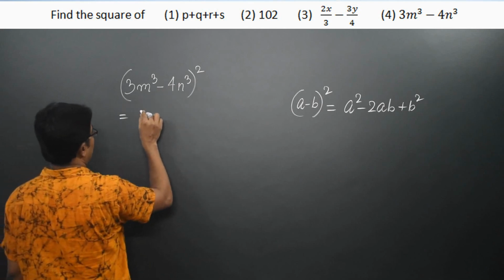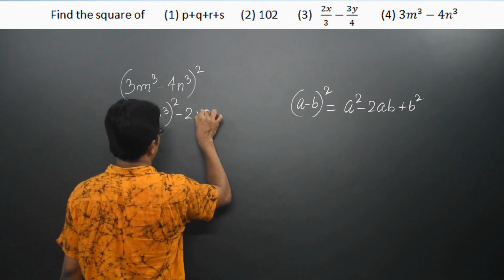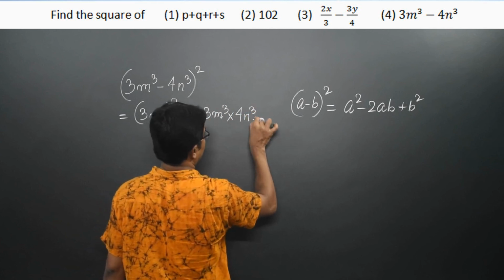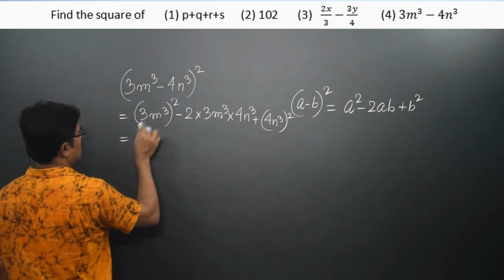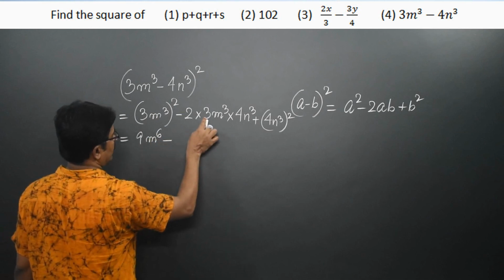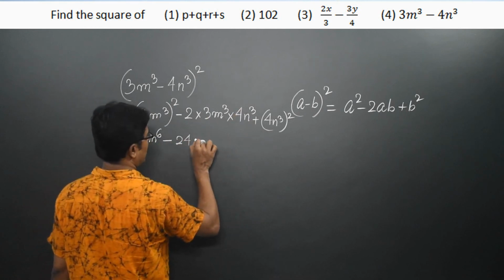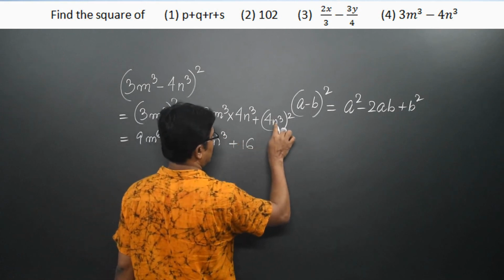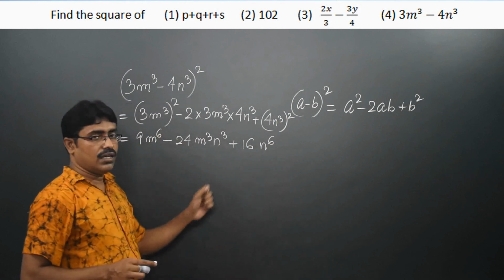It is (a minus b) whole square, so a square, that is (3m cube) whole square, minus 2ab, that is 2 into 3m cube into 4n cube, plus b square, that is (4n cube) whole square. 3 square is equal to 9, (n cube) whole square, that is n to the power 6, minus 3 multiplied by 2, that is 6, 6 multiplied by 4, that is 24, m cube n cube, plus 4 square, that is 16, (n cube) whole square, that is n to the power 6. This is the result.